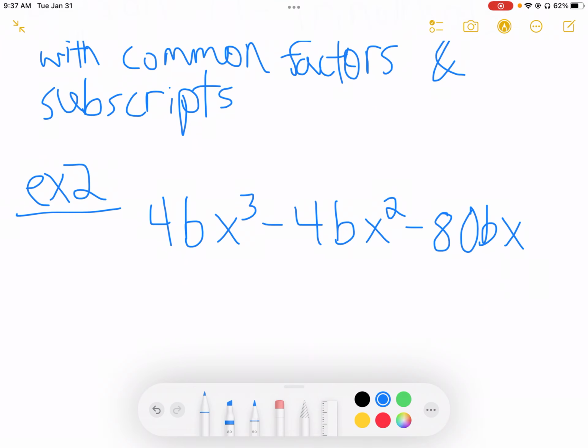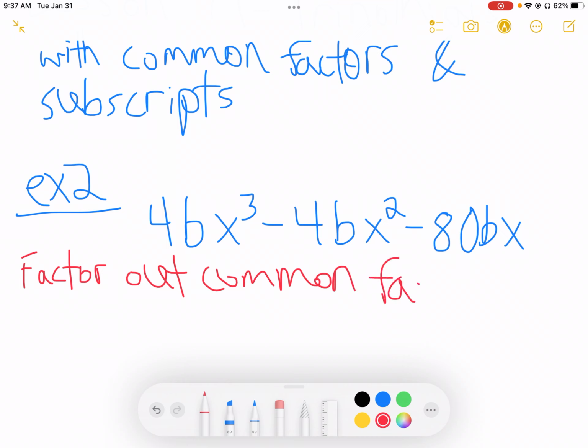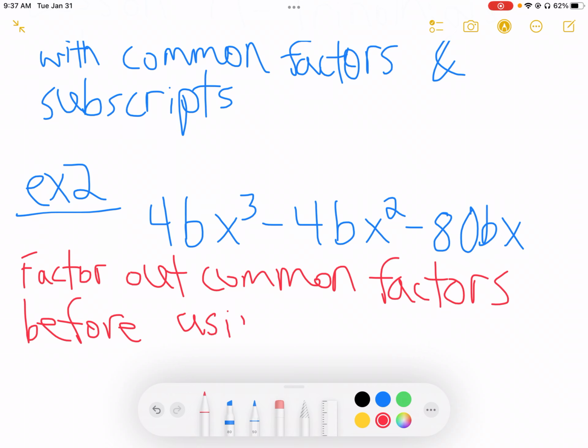So then if I was to say a simple word here, I just say factor out common factors before t-charts, or before t-chart factoring, okay? So factor out common factors before using a t-chart. Let's say t-chart.